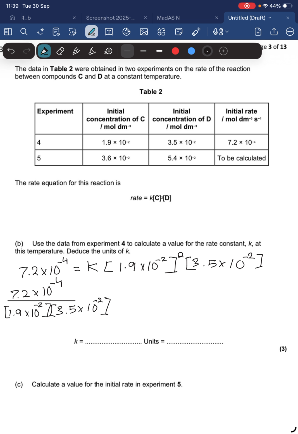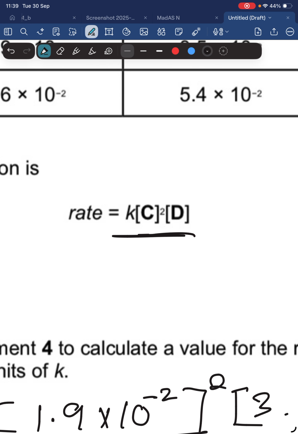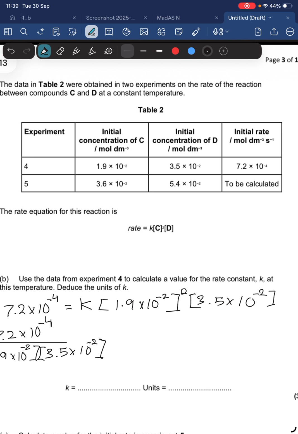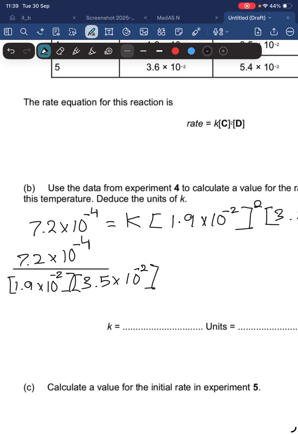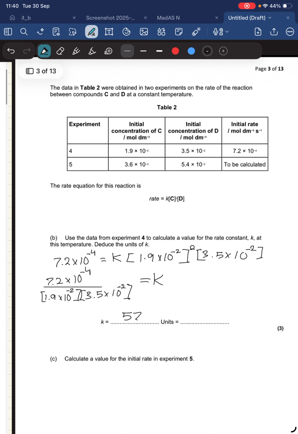Now keep in mind, I know I haven't mentioned this, but this is really important. When you're putting an equation, square brackets means concentration. Okay, so don't be putting any circular arch-like brackets, because that wouldn't count and you may lose a mark for that. Anyways, so we get this, and that is equal to K. So we work it out, and we get an answer of 5.57.